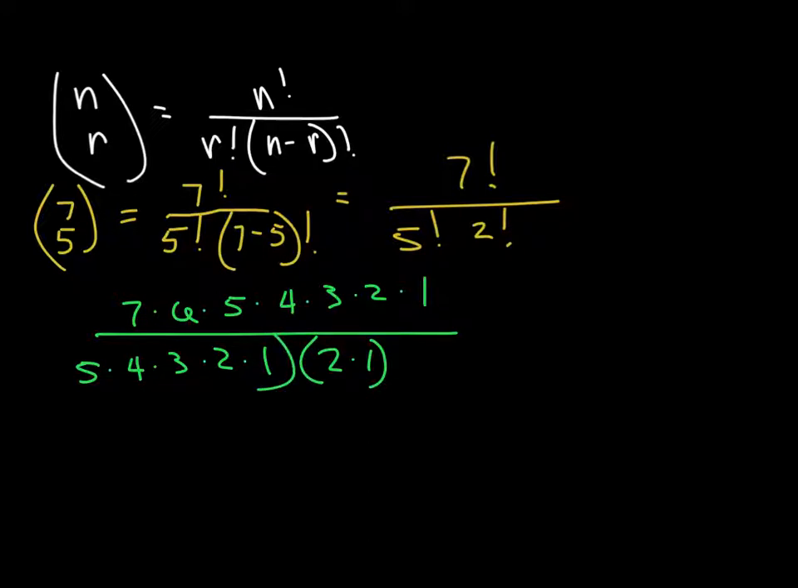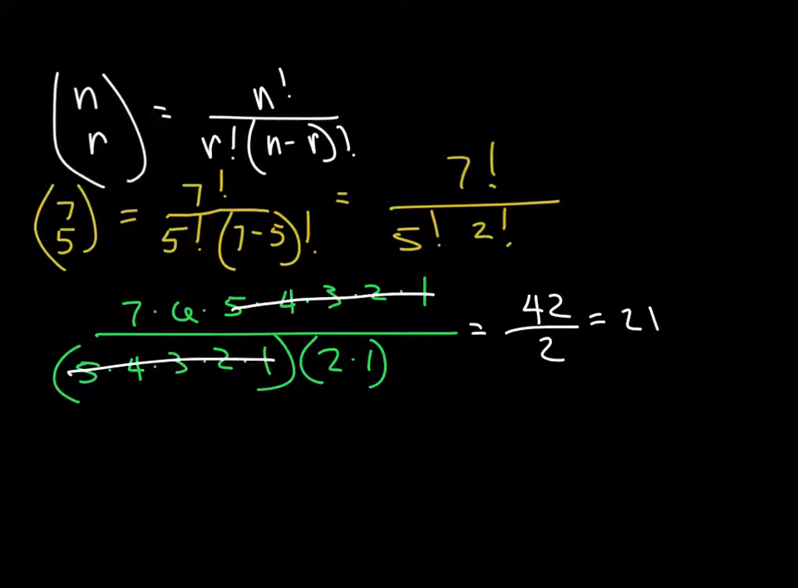Okay, so you've got both of those. All right, then you cancel. 1, 2, 3, 4, 5. 1, 2, 3, 4, 5. And that gives me 42, 7 times 6 over 2, which is 21. See, so it's real easy to just do it in your head or do it on paper like that, because you can cancel most of the factorials like that, and it just makes it real easy.